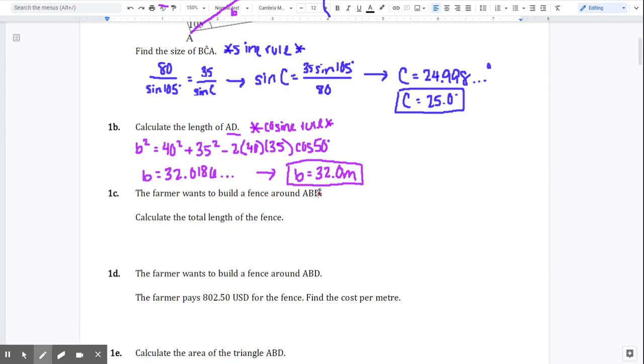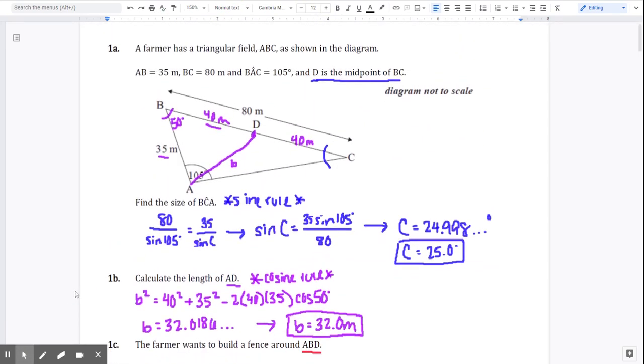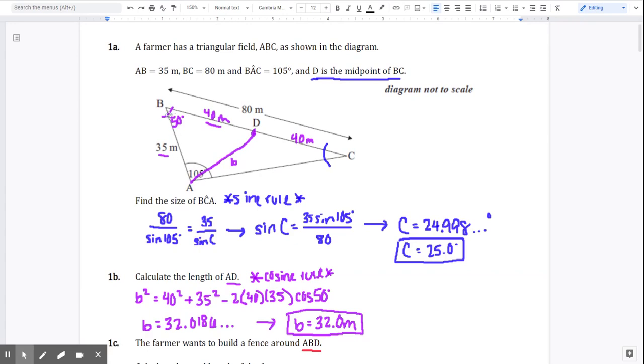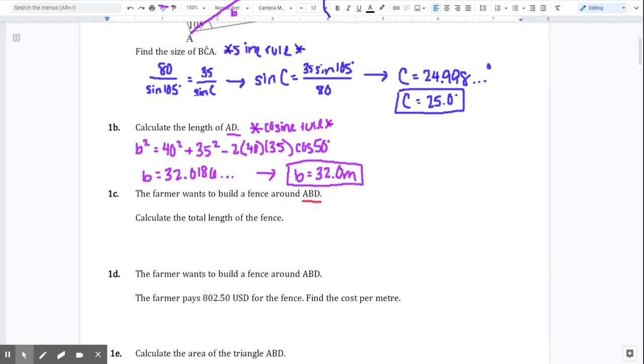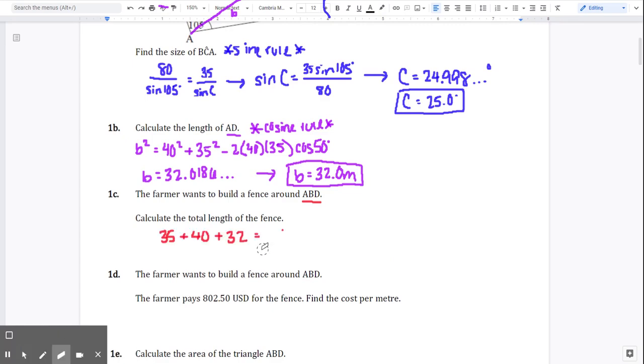Part C, the farmer wants to build a fence around ABD, and we're calculating the total length of that fence. So we already knew A to B was 35. We derived that BD is 40, and we just found A to D being 32. So we just have to add all three up to find the total length. And that'll get me 107 meters.